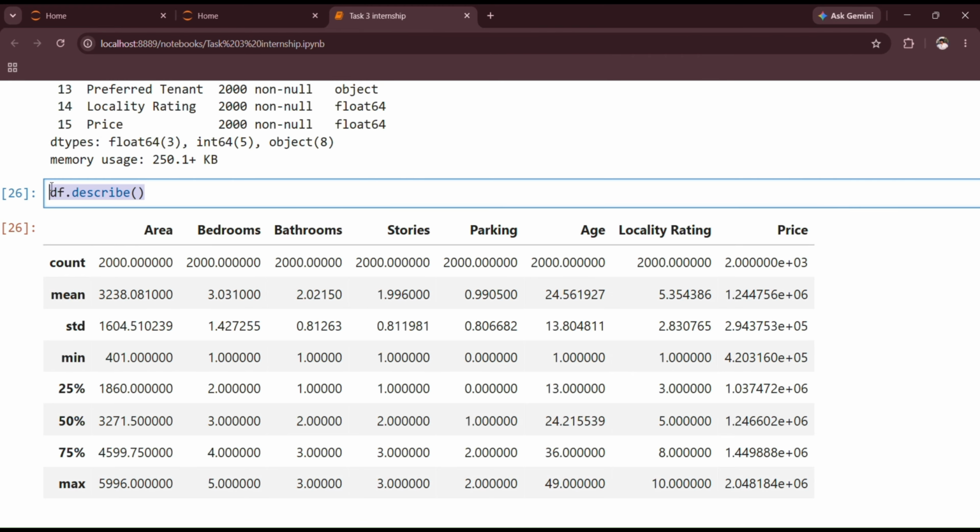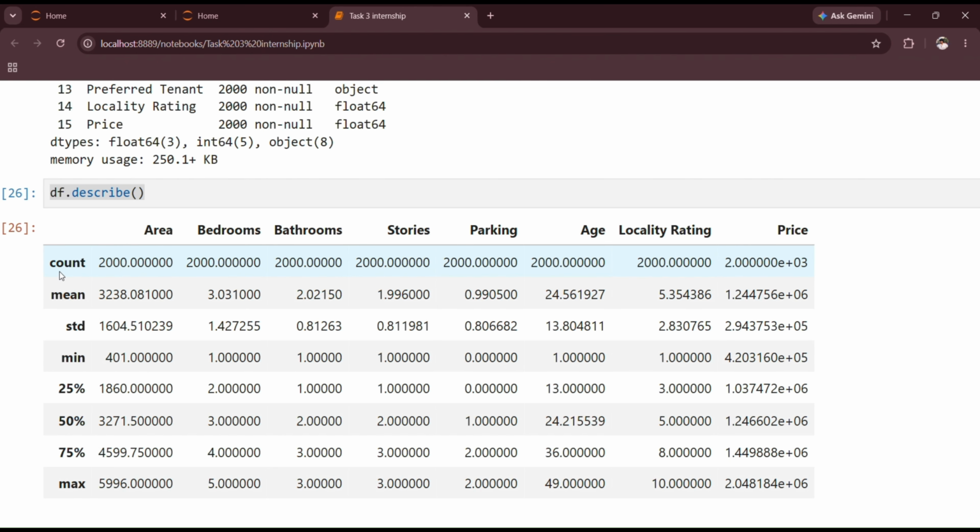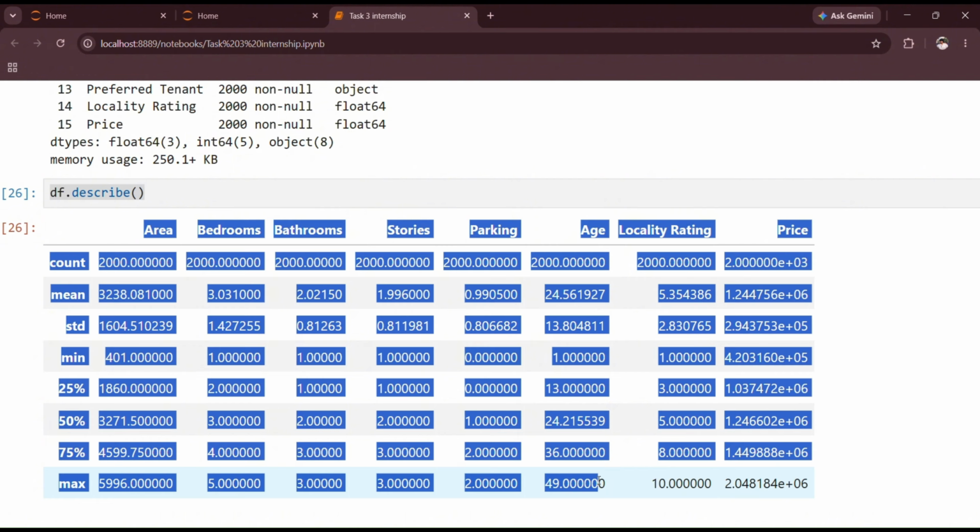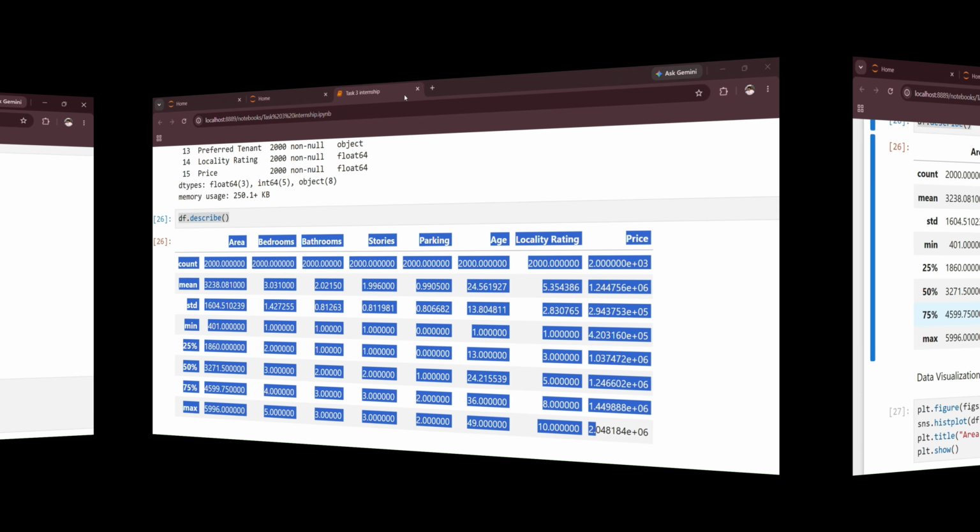Finally, let's use describe(). This generates a statistical summary of all numerical columns. Here we can see important statistics such as count, mean, standard deviation, minimum value, and maximum value. And there are also different percentiles. These values help us understand the overall distribution of the data before moving to the visualization.